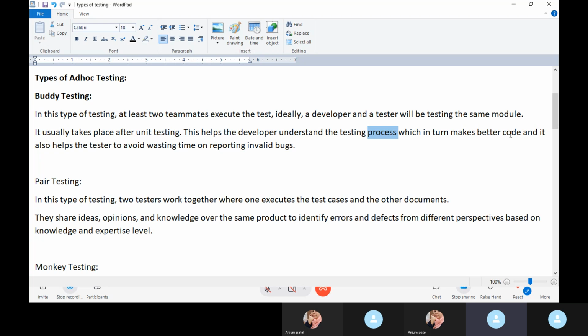Even this could be mandatory. It totally depends on the project. If they make it mandatory, then the developer has to give you a demo. If it is not mandatory, then he will not give you any demo. So in buddy testing, basically a tester and a developer both test the module that has been developed by the developer.